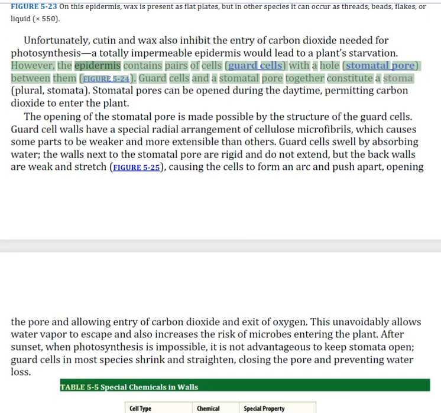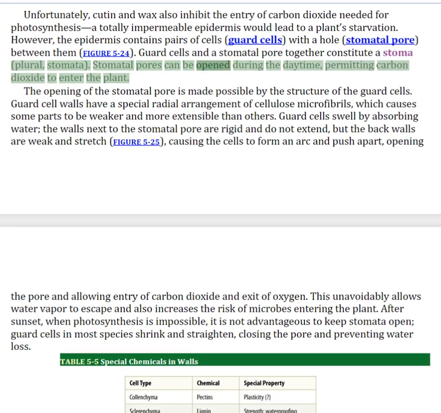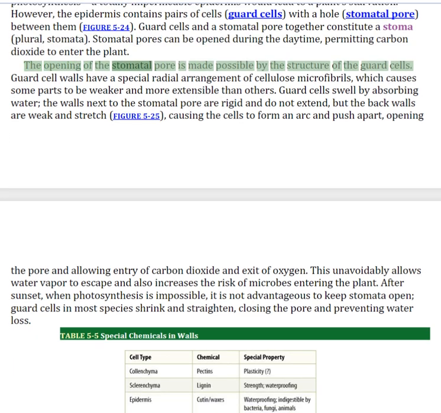However, the epidermis contains pairs of cells with a hole between them. Guard cells and a stomatal pore together constitute a stoma. Stomatal pores can be opened during the daytime, permitting carbon dioxide to enter the plant. The opening of the stomatal pore is made possible by the structure of the guard cells.